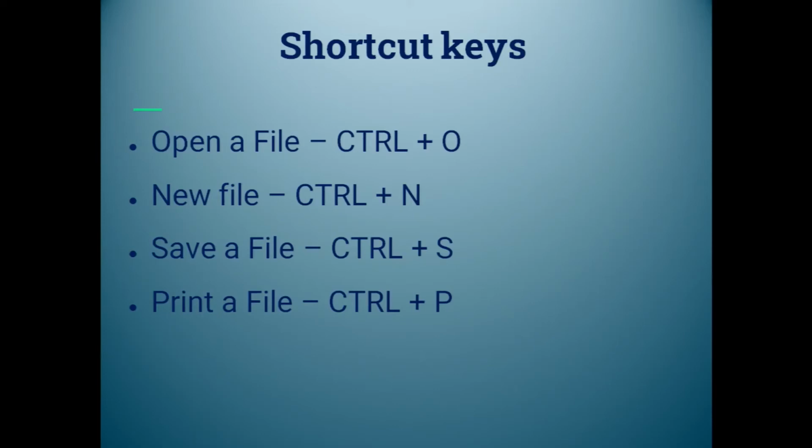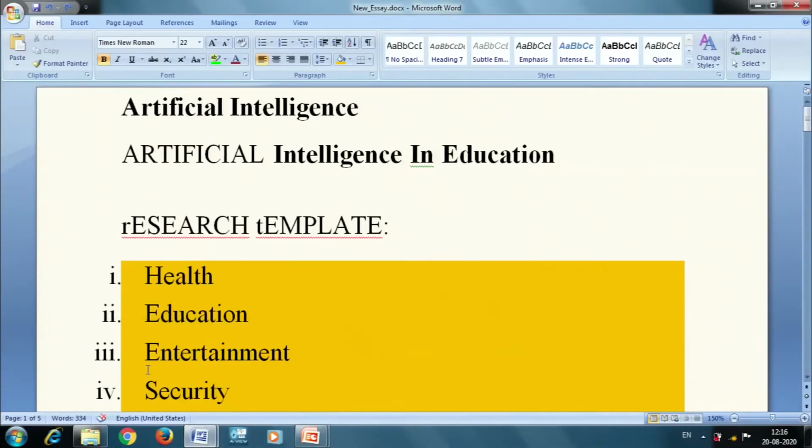For creating a new file, you can press Control key plus N key together. For saving a file, you can press Control key plus S key. For printing a file, you can press Control key plus P key together. Then a print dialog box will appear. There you can give the printer name. I will show you how to take the printout of your document.